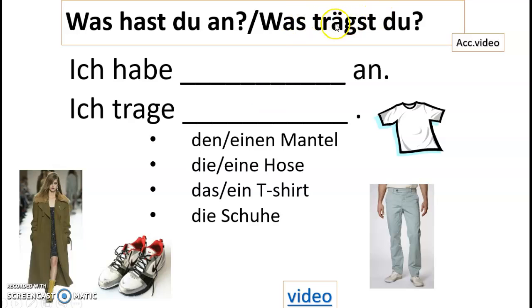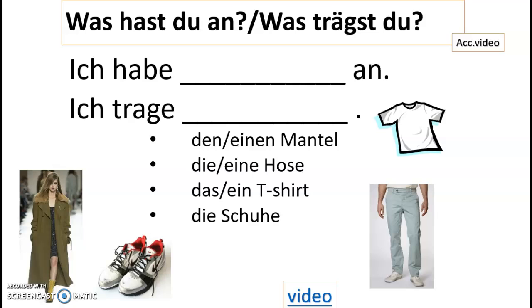So notice, was trägst du has the umlauts, but when you use it with ich, you only say ich trage. This is one of those stem vowel changing verbs we're going to learn later. Okay, so right now I want you to say three things you have on. Ich habe den Mantel an, ich habe die Hose an, and so on. Try not to use these examples. What are some other words you know? Okay, you pause the video for like 3 seconds and say what you have on.